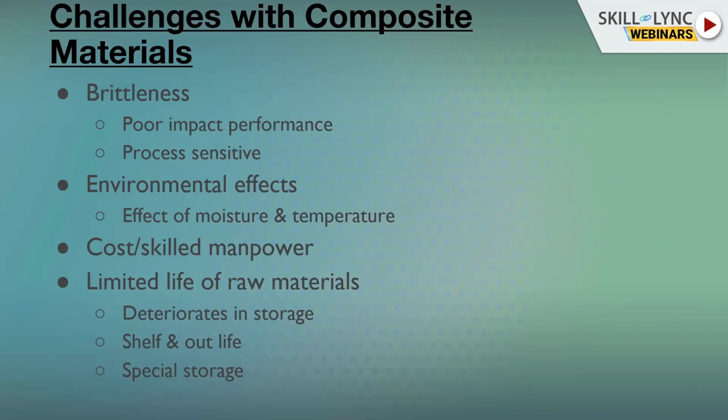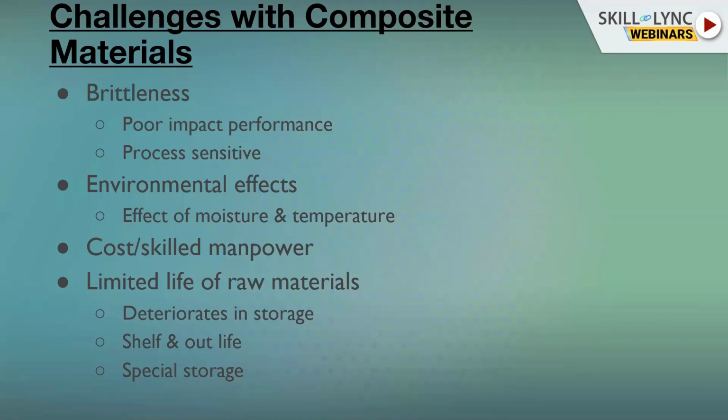Then also composites have some environmental effects. So in the presence of moisture and temperature, there are certain defects that are induced while manufacturing. So those have to be considered. Then, as I said, one of the important parameters is cost and skill. So every time we design a part, the most important aspect is to control the cost and the quality. So cost, quality, and skilled manpower are all connected to each other in a production environment. So cost and skilled labor are among the challenges when producing parts with composites.